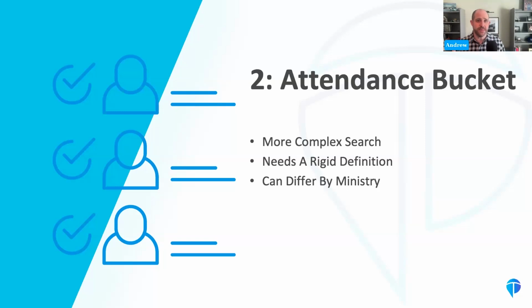And then consider different ministries as you're putting these together. Make sure that you're thinking through, someone that we would define as an active attender in the youth department, in the youth group, well, we're going to have a different standard for those that are in the adult department. Those numbers look different. So how are we going to account for that? There are some really clever things that you can do with Search Builder to make sure that you're accounting for all of those different scenarios.